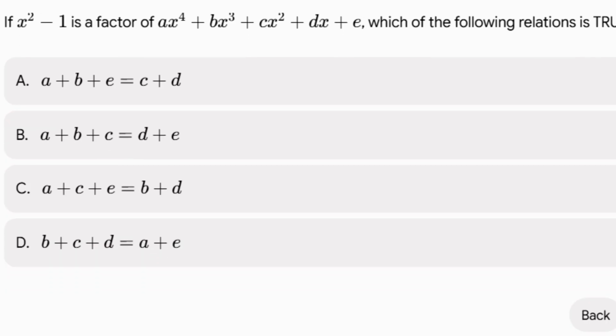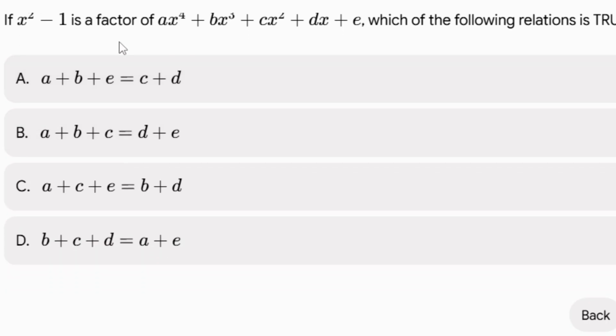Next problem. x square minus 1 is a factor of a x power 4 + b x cube + c x square + d x + e. Which of the following relations is true? Here x square minus 1 is a factor, that means x plus 1 is a factor and also x minus 1 is a factor. If x minus 1 is a factor, then p of 1 equals 0. If x plus 1 is a factor, then p of minus 1 equals 0.